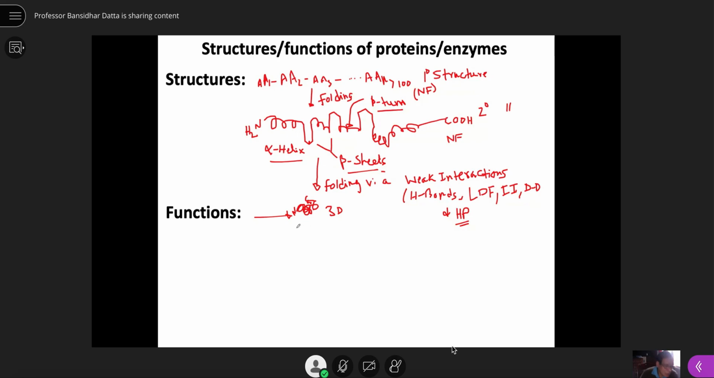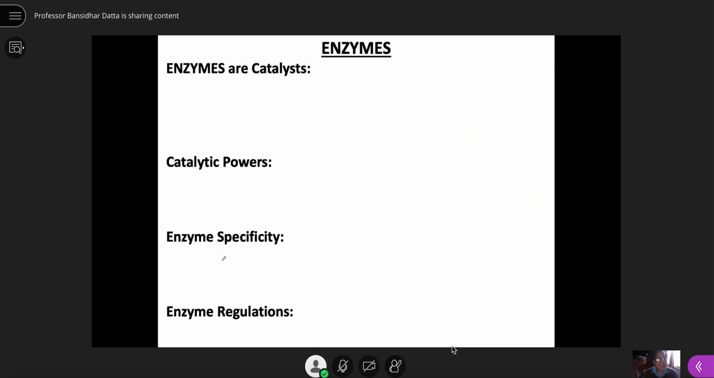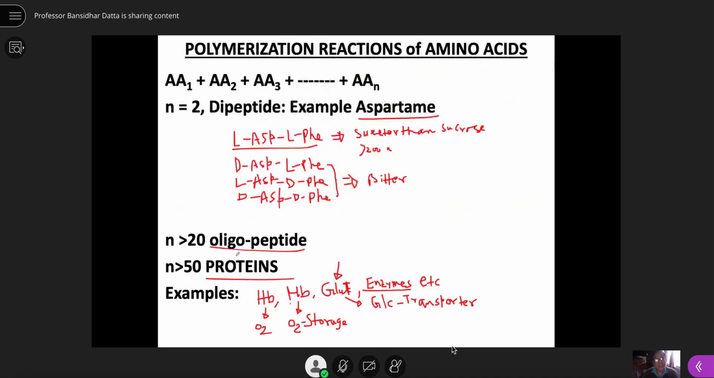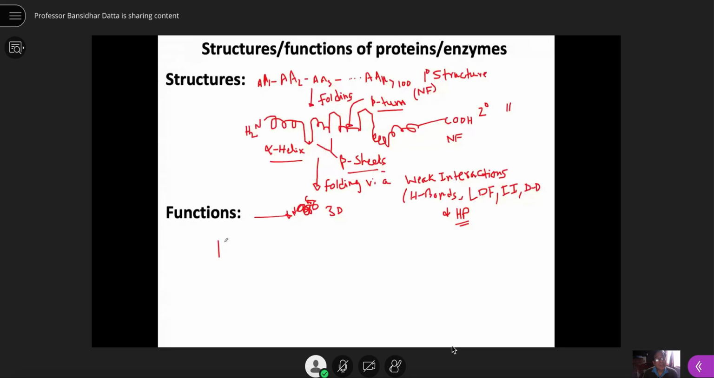Based on the function, you already gave me one such function actually. Hemoglobin is the oxygen carrier. Myoglobin stores oxygen. In myoglobin, what you have inside is iron. Hemoglobin and myoglobin both have a heme. So for example, hemoglobin, Hb, binds to oxygen, and this oxygen is bound to the iron.